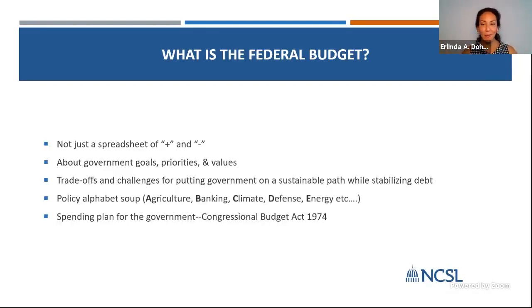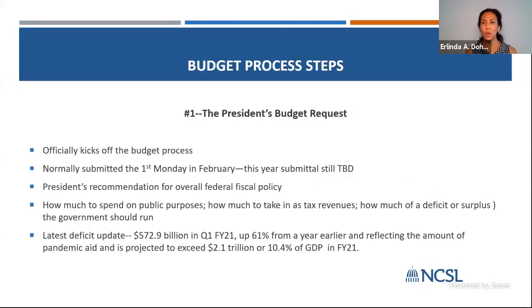We call it policy alphabet soup, and it really is the spending plan for government, which was enacted into policy or into law with the Congressional Budget Act of 1974. So what are the steps?